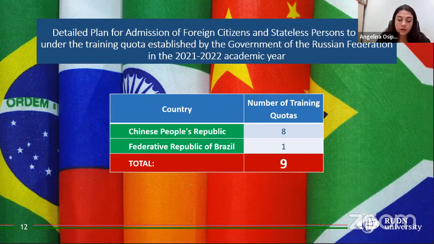Unfortunately, the current epidemiological situation did not allow to enroll all the students in BRICS Network University, but this year, just eight students from China and one student from Brazil can come and study in Russia within BRICS Network University. I think it's a good opportunity for students to study for free in all the Russian universities and in our university Ruden and in all other universities of Russia who are members of BRICS Network University.